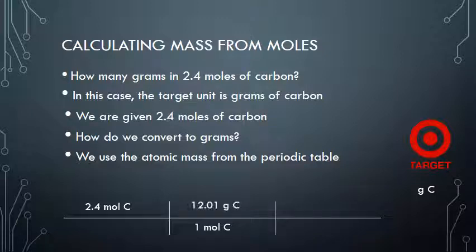We put that into our dimensional analysis array. Moles go on the bottom because our target unit is grams. Set up in this way, moles cancel. We end up with grams, and we multiply both numbers on the top. 2.4 times 12.01. Please pull out your calculators and check my math. I get, to 2 significant figures, 29 grams of carbon.